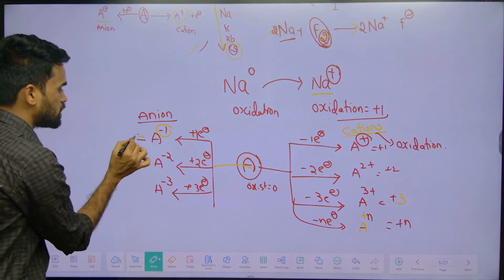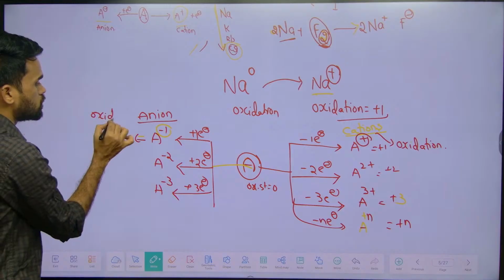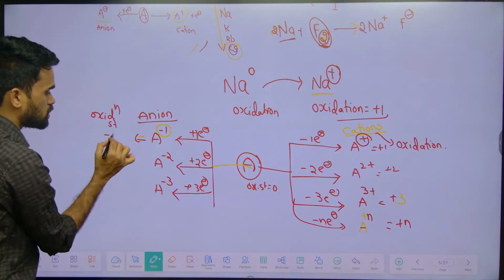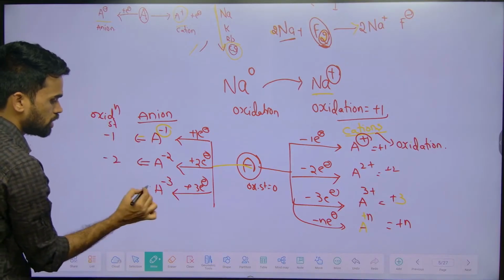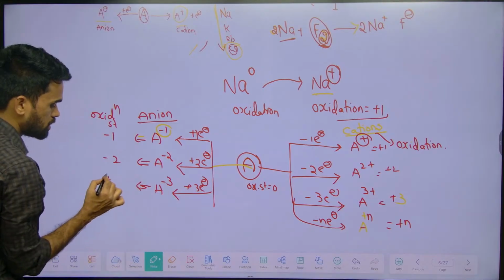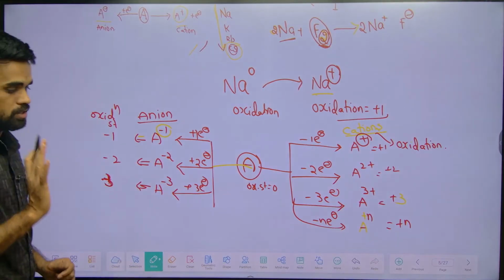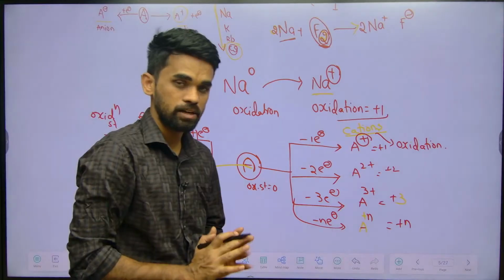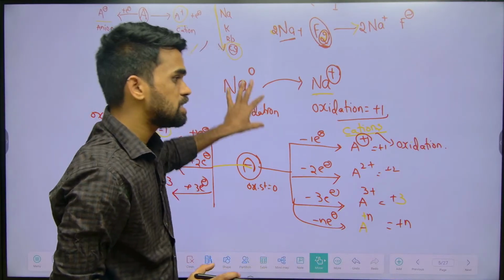So in this case, what is the oxidation state? You can say oxidation state will be -1. Here it will be -2. Here it will be -3. Okay, that's it. I hope up to here it is clear. Okay. Now let us consider a few examples.